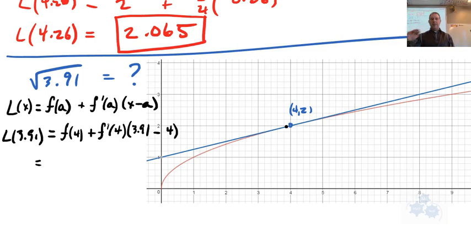All right, so you should have it set up something like this. F of 4, we said, the square root of 4 is 2. This we've already calculated is going to be 1 over 4, right? And the difference between 3.91 and 4 is going to be a what? A negative what? 0.09. Times 0.25, okay. So what is this going to be? What's this whole thing right here?